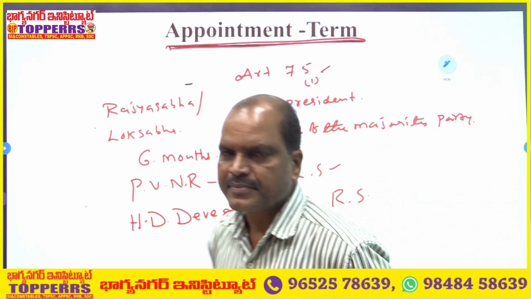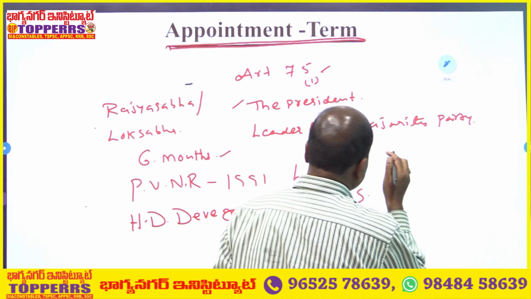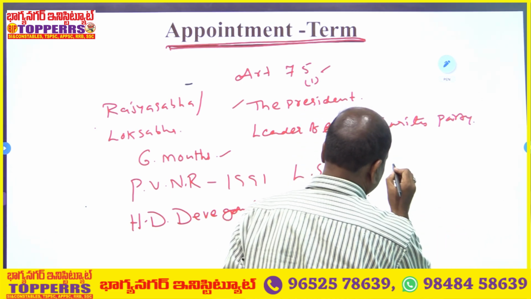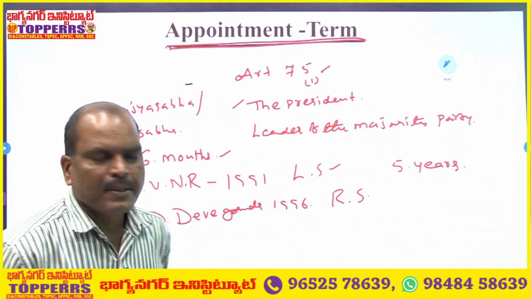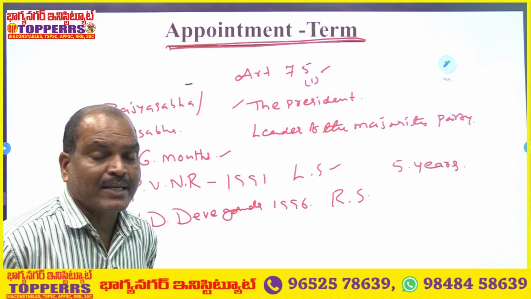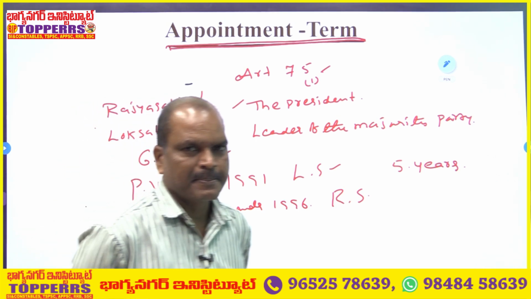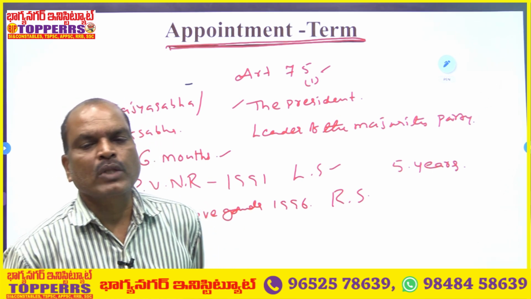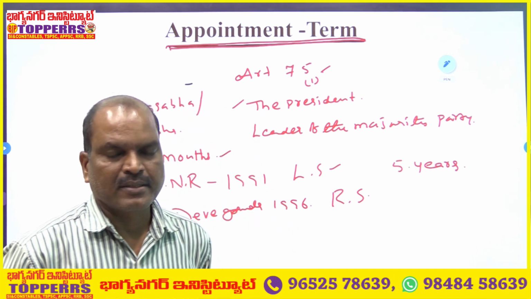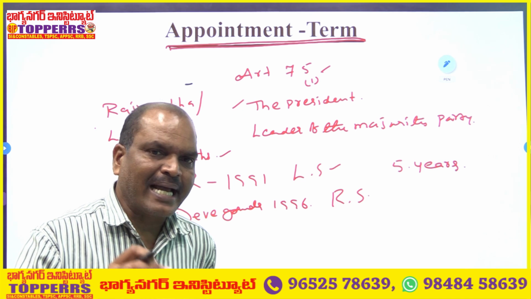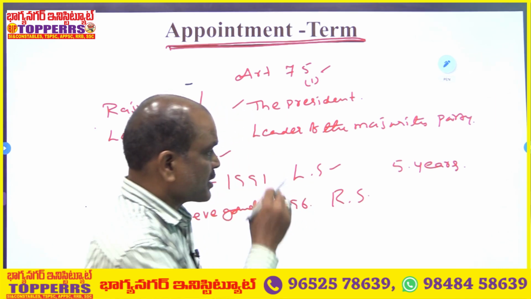Okay. Now next one, the Prime Minister term. According to the Constitution, the Prime Minister term is 5 years. How many years? 5 years. For example, Narendra Modi took oath of office as the Prime Minister of India firstly on 26th May 2014. The second time, he took oath of office as the Prime Minister on 30th May 2019. From that day onwards, the term is 5 years.